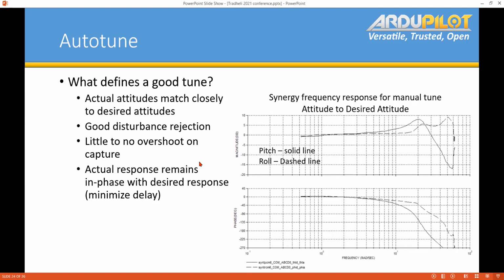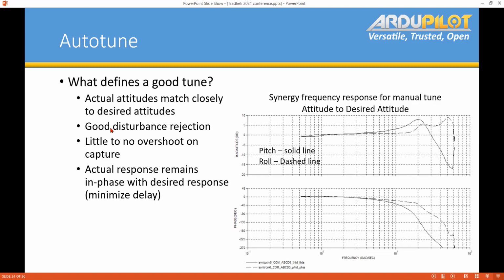So, ask Leonard. We can talk hours about what makes a good tune, right? What are we really looking for when we look for a good tune? And it comes down to this, right? Actual attitudes match closely to your desired attitudes. So how close? Well, that's a good question, right? 1 to 2 degrees maybe can be a really good tune. Leonard with some of his racing quads probably can get into a degree or so, but basically you want it to match very well so that the controller has good sense of where the aircraft is at.